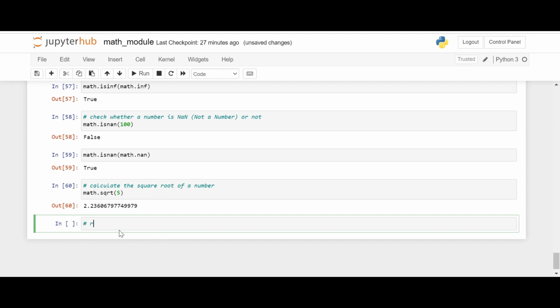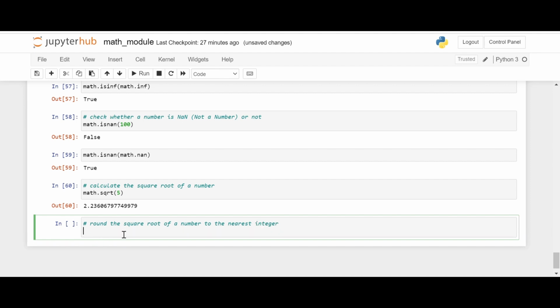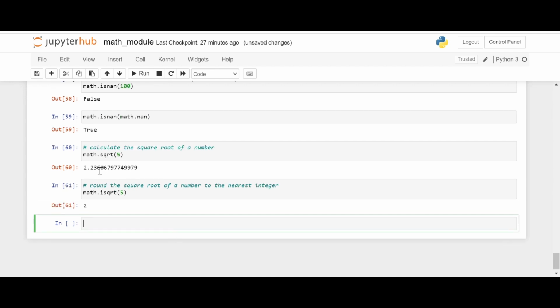Okay, now round the square root of a number to the nearest integer. In that case, isqrt. So this is rounded off. All the fractions are gone.